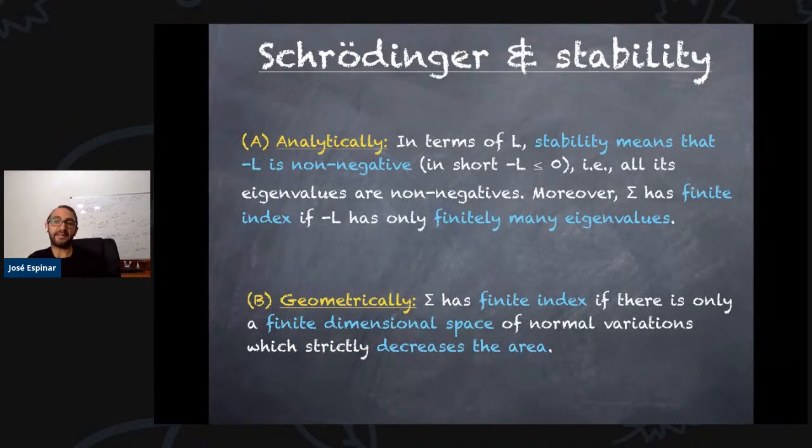What does this mean? Analytically, being a stable operator means that all the eigenvalues are bigger than or equal to 0. But geometrically, having finite index means that there is only a finite number of variations that make the index form negative. When we translate that into geometry, we only have a finite number of directions where we can deform our surface and the area is going to decrease. To be stable means that for any direction that we take, the area is going to increase. That's why it's a local minimum.